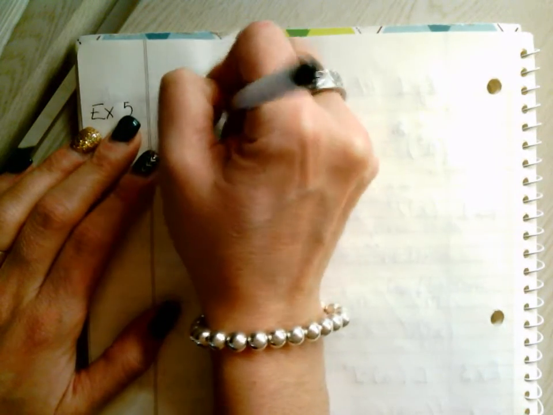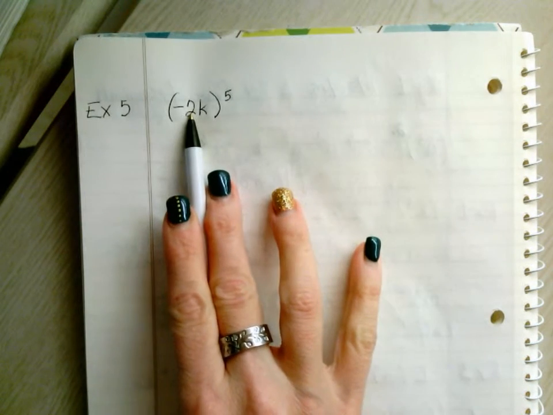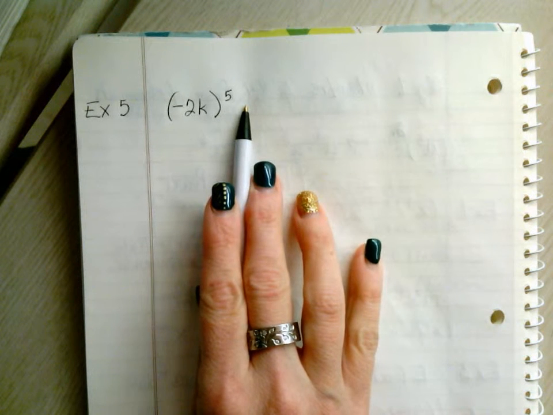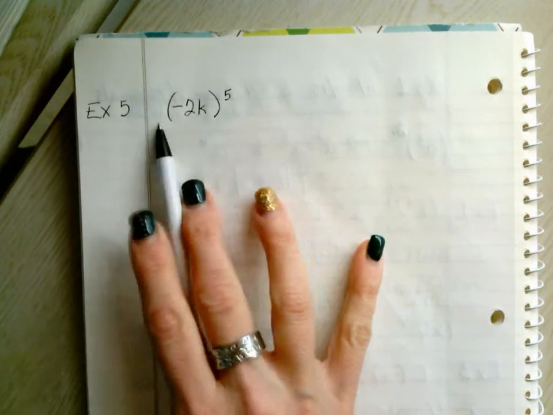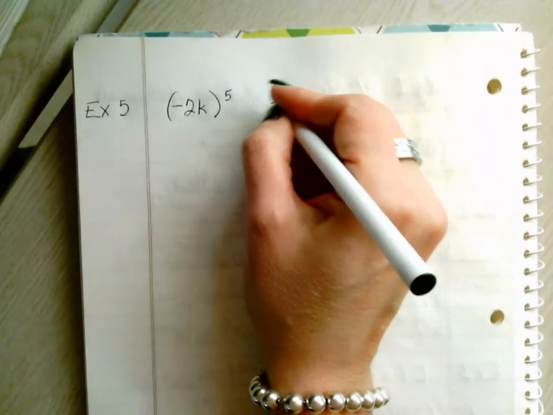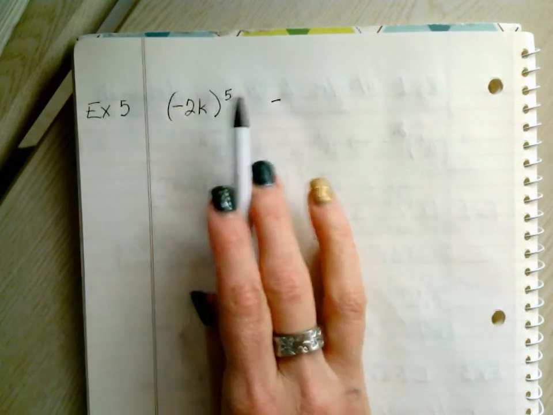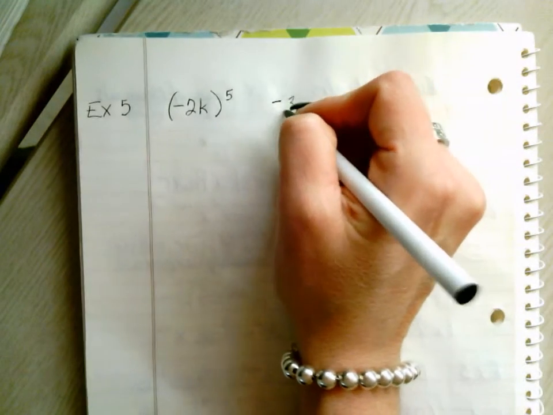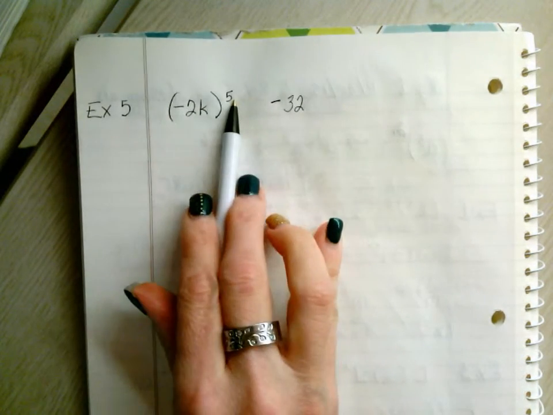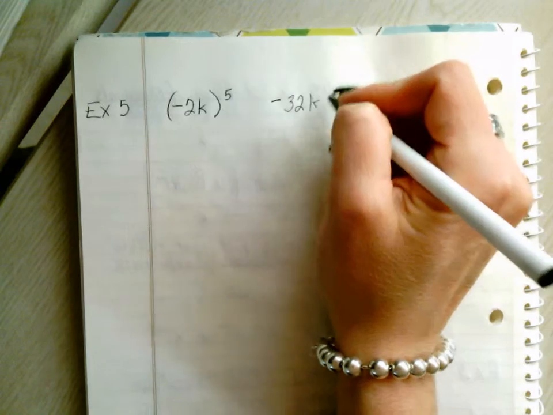-2k to the 5th power. Okay, that means you have to take that -2 and raise it to the 5th power. Do you guys remember when we talked about negatives and positives receiving powers, that if it's a negative number being raised to an odd power, the result is still negative? Hopefully you remember that, but if not, that's a quick reminder for you. So the result of -2 to the 5th power is -32. And the result of k to the 5th power is k to the 5th.